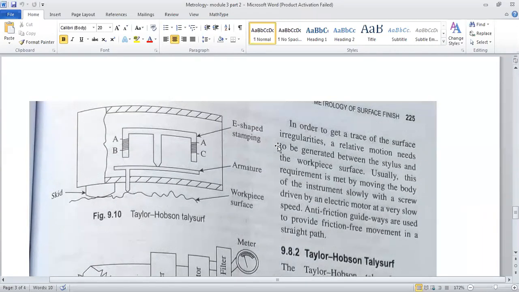There are other types of stylus probe measurement systems, that is the Taylor-Hobson Talysurf. This is also a stylus probe measurement system. Okay, so do you understand this?